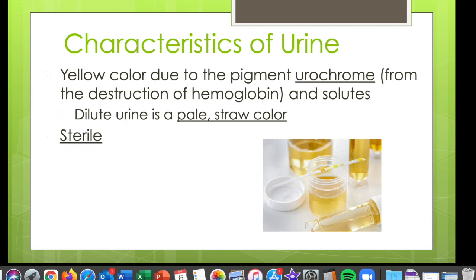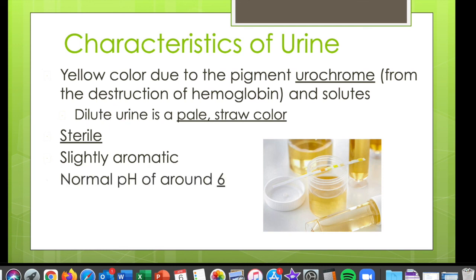Urine is sterile, so it's not contaminated with bacteria or anything. It can become contaminated when it leaves our body if there's bacteria on our skin. It is slightly aromatic, so it does have a scent to it. The normal pH of urine is around a 6.